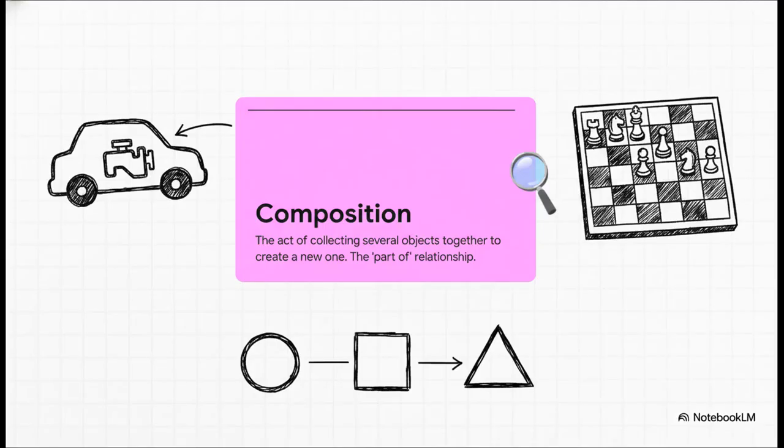The next tool in our kit is composition, and this one is super easy to remember. It's the has-a relationship. It's how we build complex things out of simpler things. A car has an engine. A chess set has pieces. It's all about building stuff by assembling its component parts.